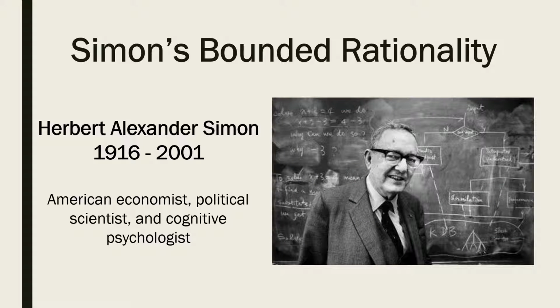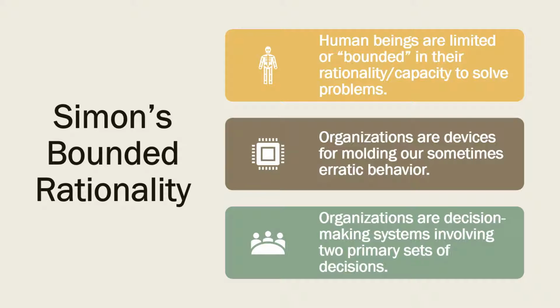As we come to our final expert in this area, we meet Mr. Herbert Alexander Simon, who is an American economist and cognitive psychologist. Simon developed what is known as bounded rationality. Mr. Simon says that bounded rationality is when human beings or workers are bounded in their capacity to solve problems, and therefore they need other people within the organization to work with them.